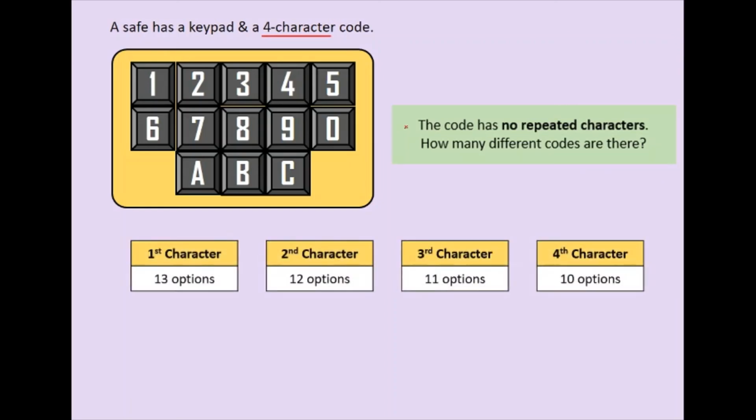Okay, so you'd have 13 possible ones for the first one, then 12, then 11, then 10. Multiply them together, 17,160 possible different combinations. Just think how much more secure that's been made by just adding 3 extra buttons.